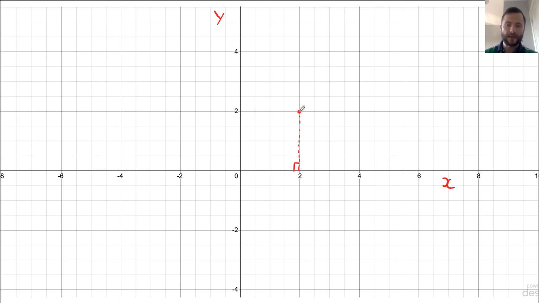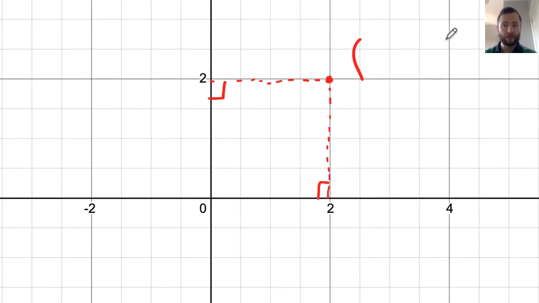And I'm going to do the same thing with my vertical axis. So I have to draw a line from my point that's perpendicular to the vertical axis. And I need to read out the number where my drawn line touches the vertical axis. And then I just need to write those 2 numbers down.